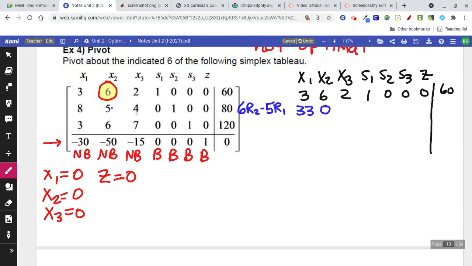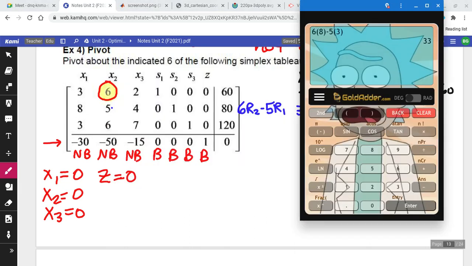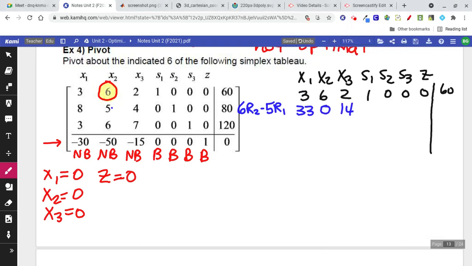If you can do it in your head, do it in your head. 6 of these is 24 minus 5 of these is 10. 24 minus 10 is 14. If you can't do that in your head, use a calculator. You've got 6 of the 4s minus 5 of the 2s. That's 24 minus 10, which is 14.